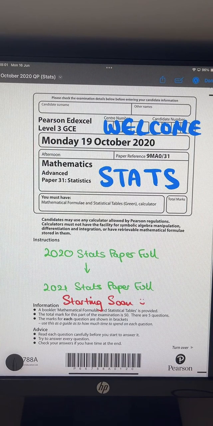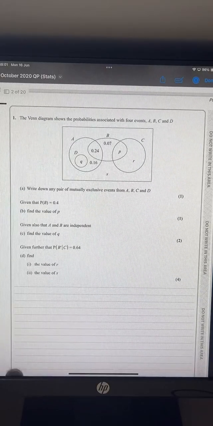Let's get started and jump right into it. Today we're going to be doing two stats papers, the 2020 stats paper and the 2021. The 2020 paper is harder than the 2021 one, I found. So I'm just going to do full walkthroughs, show you how to do it, show you exam techniques. Let's go right in with question 1.